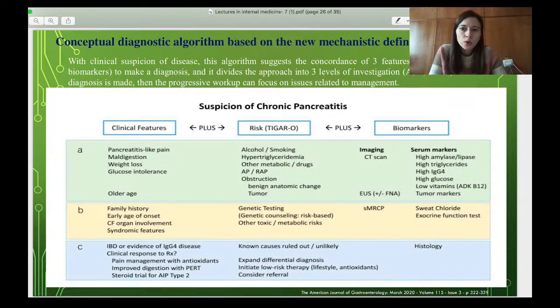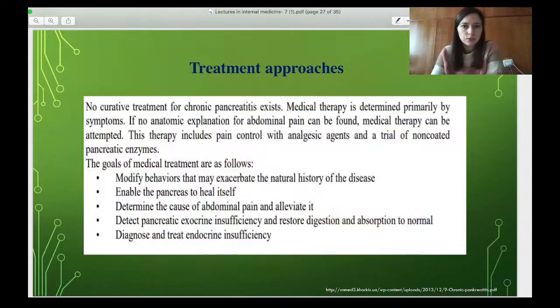When you determine what is pancreatitis, what stage, and provide laboratory examination, provide instrumental examination, you can start and think about treatment. And what about treatment approaches?